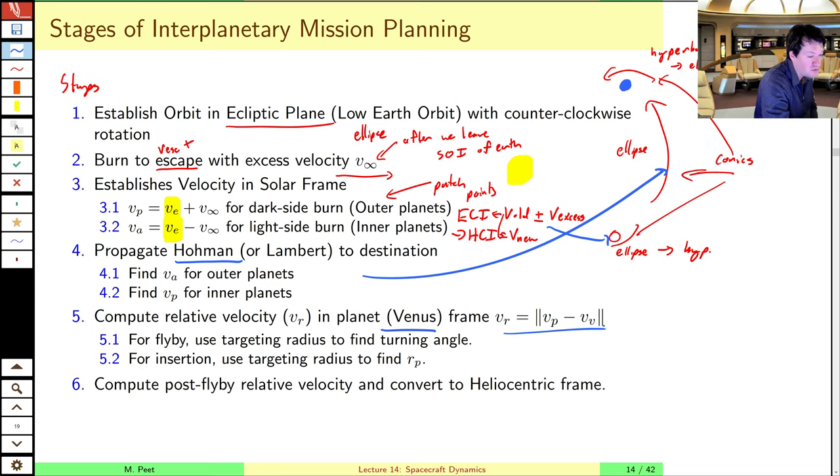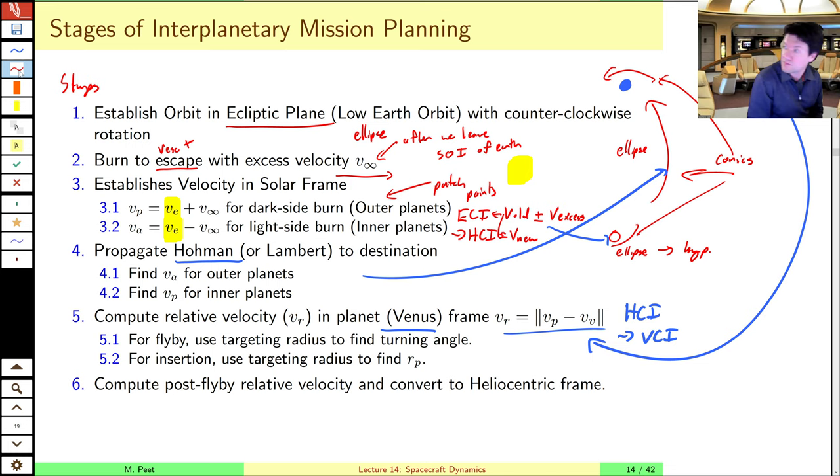We'll transition. We'll do that patch point. And so after the patch, when we go from heliocentric to Venus-centric coordinate systems, then we'll have to find our relative velocity with respect to Venus. Right, and then we calculate our conic with respect to Venus, which is this hyperbola, right? Which you can't see. Oh, sorry. Right. So we go hyperbola to an ellipse.